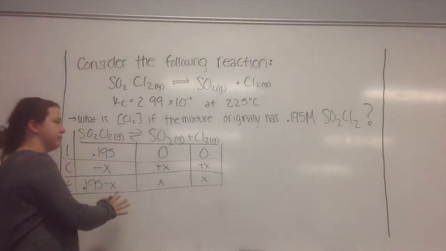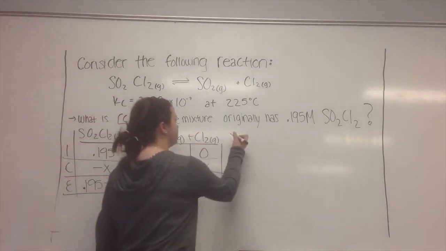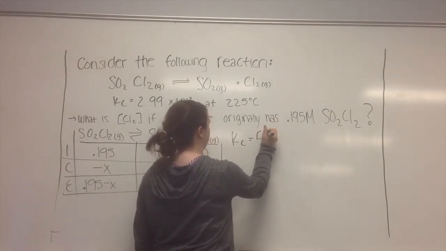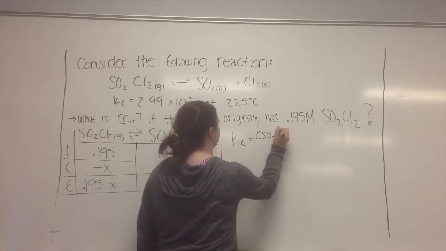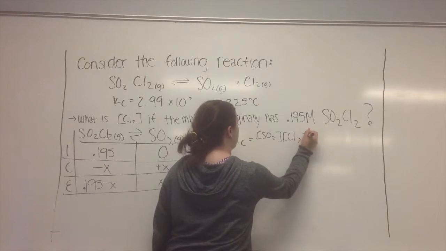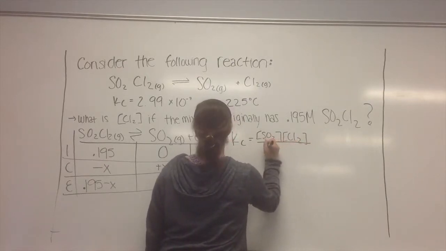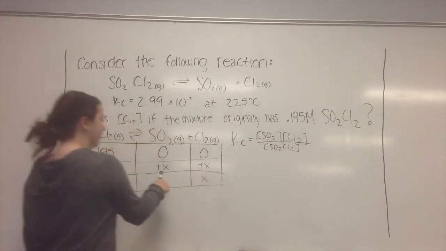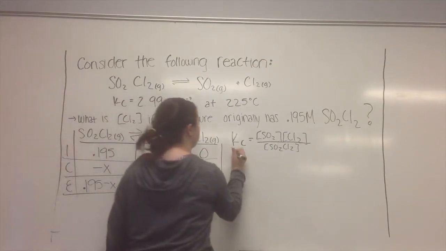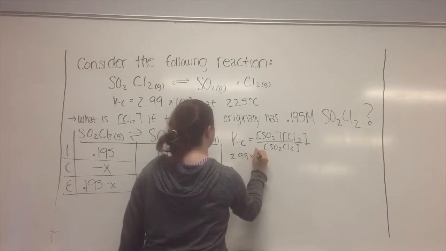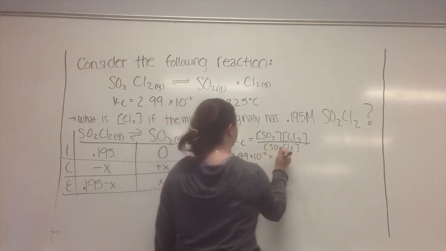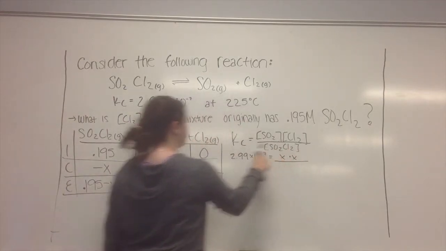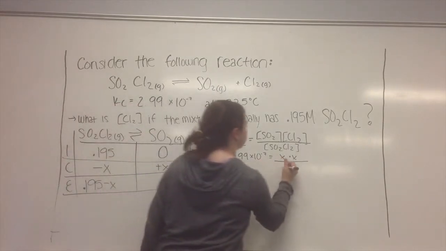So after you've completed your ICE table, you want to set up your equation for Kc. So that's going to be Kc is equal to the concentration of your products, which will be the concentration of SO2 times the concentration of Cl2, over the concentration of your reactants, which is just SO2Cl2. And then you want to plug in the values that you have in your table and the Kc that's given. So it'll be 2.99 times 10 to the negative 7 is equal to your SO2 and Cl2, it's both x, so it'll be x times x over what's on your table, which will be 0.195 minus x.